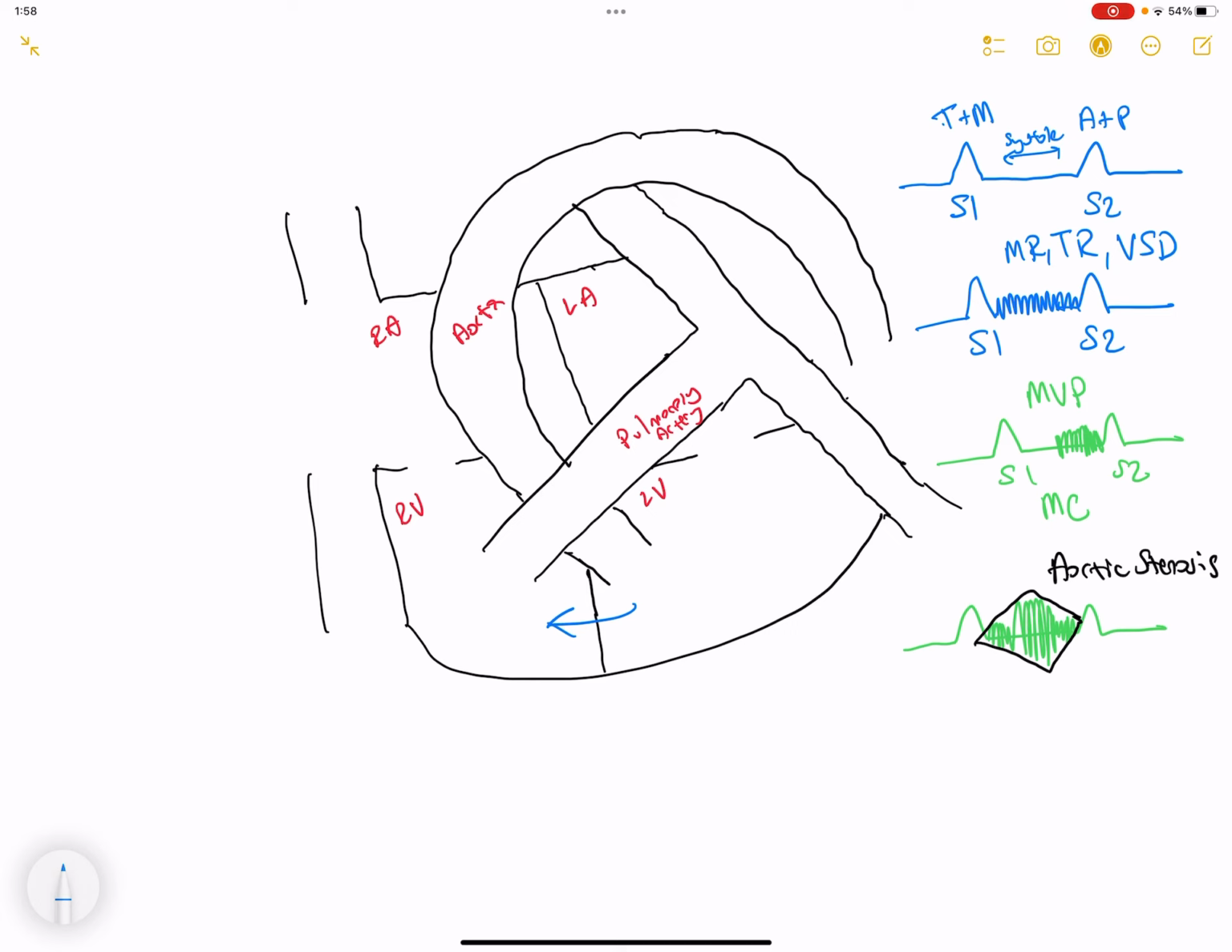Pulmonic stenosis is also a systolic murmur, but this is going to be different than aortic stenosis and it is very low yield, so I'm not going to bother with that.